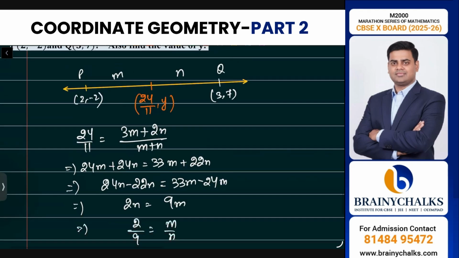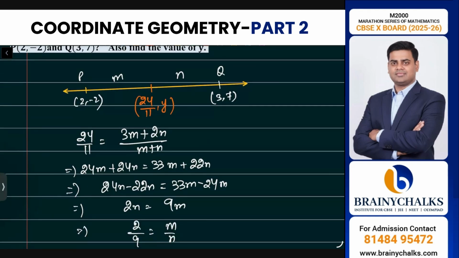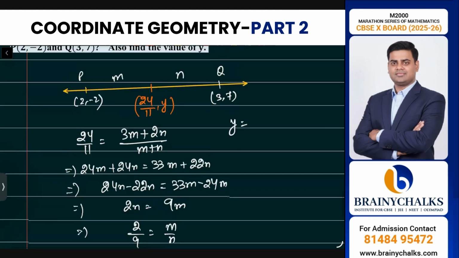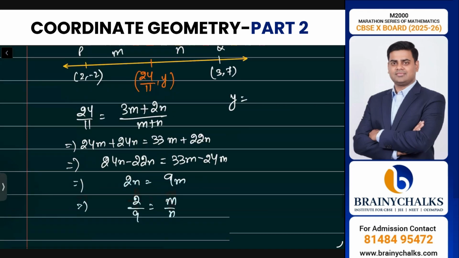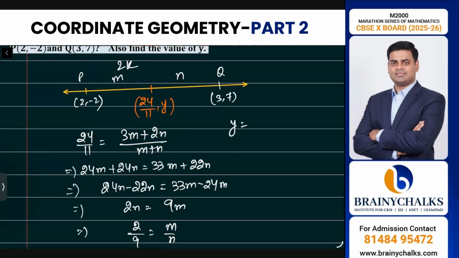Fine. Now find the y coordinate. So y equal to, I can write, m is 2. I said in the last class, I am taking 2, but you should not write 2 in the exam. Better you take m equal to 2k and n equal to 9k. Understood? Now cross multiply: 2k into 3, that is 6k.